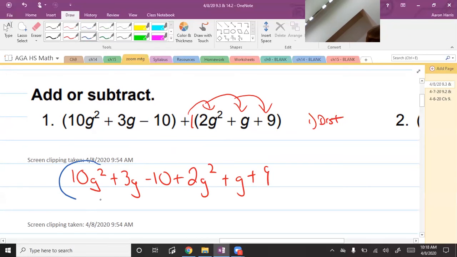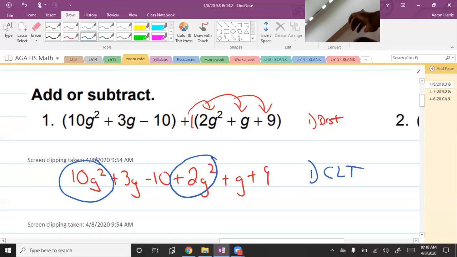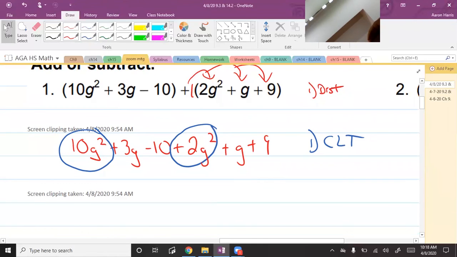That's right. Combine like terms. So I am going to combine like terms. Here's g squared. Here's g squared. What am I doing? I'm including the sign that's in front of the term. Okay. Here's a g. Here's a g. Then here is a constant, and here is a constant. So now let's add up the blues.